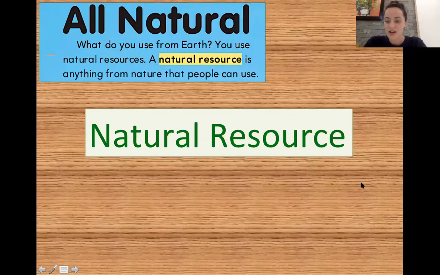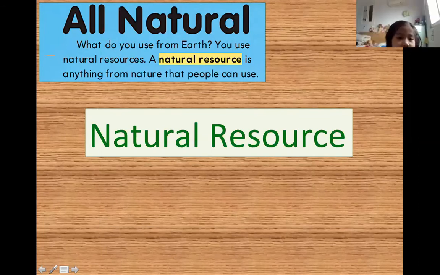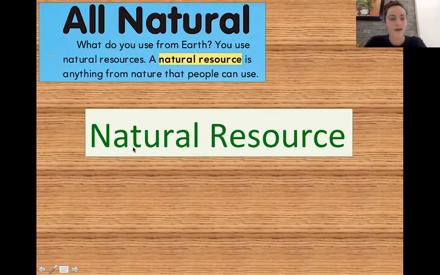So now that we've heard that, Moon, could you read this for me, in the blue box? Natural resource is anything from nature that people can use. Excellent job, Moon. Thank you so much. All right, so let's remember natural resource, it has to be from nature and people have to be able to use it.